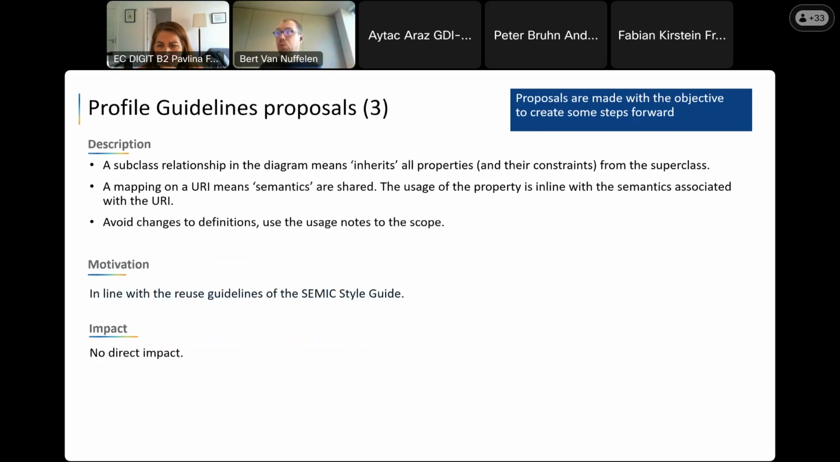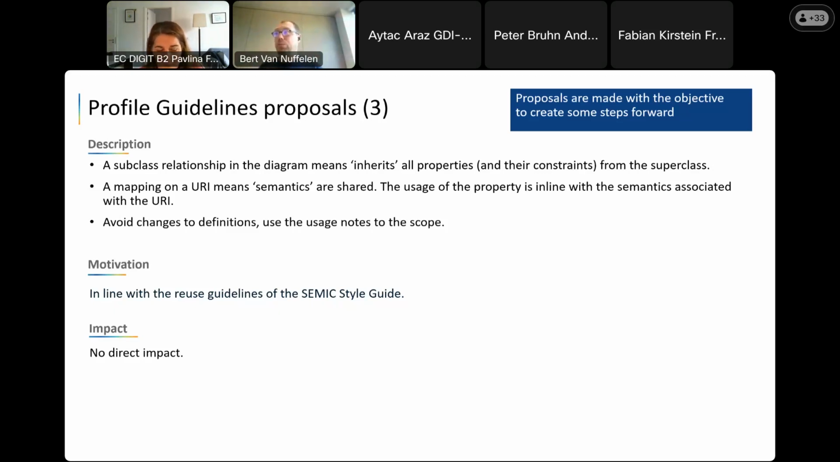This profile proposal, the third one, is about the adoption of the interpretation of this subclass relationship in the diagram. If we draw this arrow, that means that we inherit these properties and the constraints to the subclass, so that you don't start to shop something from DCAT again with a less or more free open interpretation as it was imposed by the DCAT-AP class, for instance.